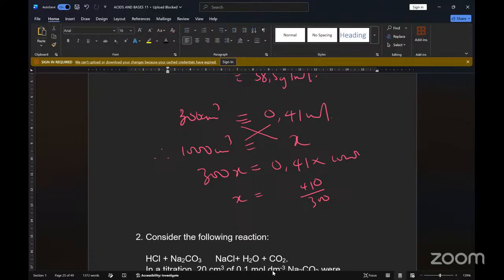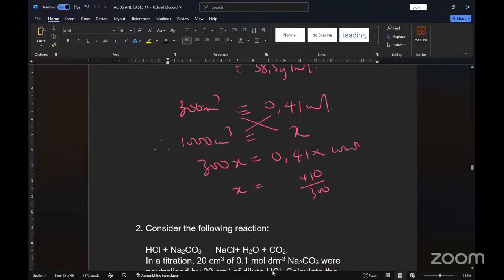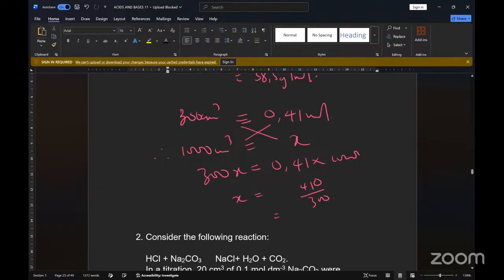Yeah, let me see whether I'm doing the right thing so that I don't make a mistake. Okay, so this divided by 300, and your answer would be 136 or 137. We can make it 137 mole per decimeter cube.